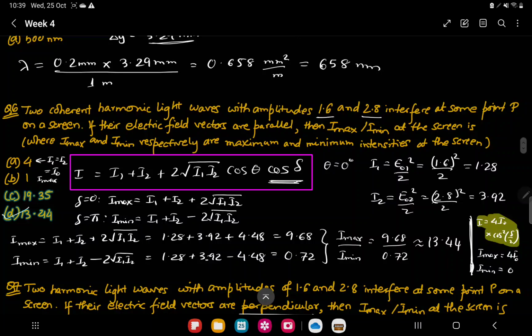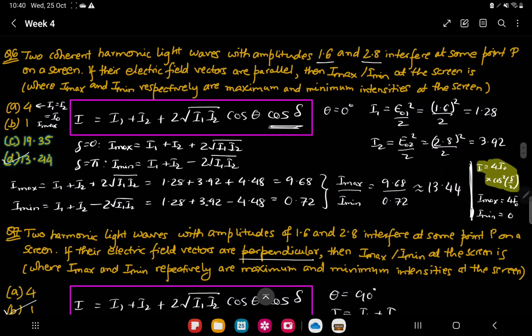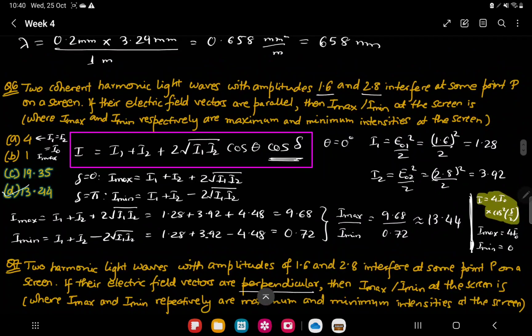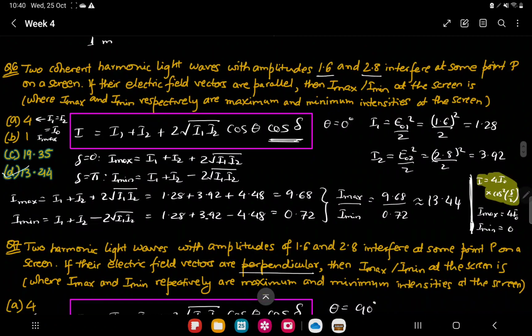So here, this is the expression for the interference intensity. Imax is the maximum intensity, which will happen when the phase difference delta is 0, and Imin is the minimum intensity, which will happen when the phase difference delta is pi. And then we are given the amplitudes I1 and I2, and we are supposed to find out the ratio Imax over Imin.